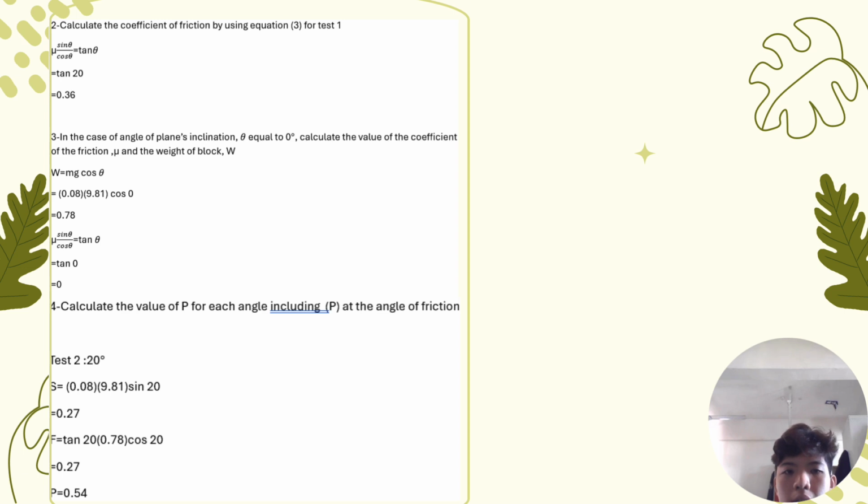For test 2 is 0.27, and then it's 0.54, is all.